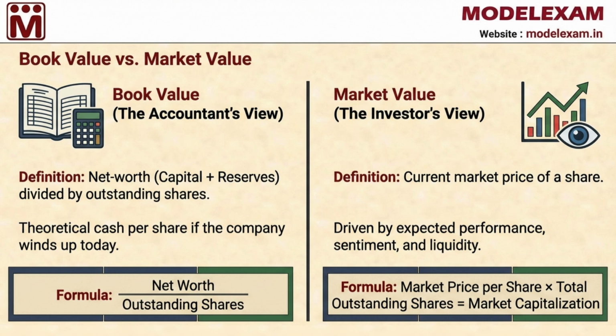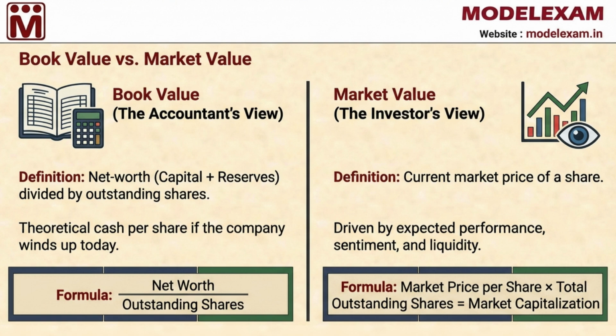Next, we need to distinguish between book value and market value. Think of book value as the accountant's view. It is the net worth, which is capital plus reserves, divided by the number of outstanding shares. It represents the theoretical cash you would get per share if the company wound up today.